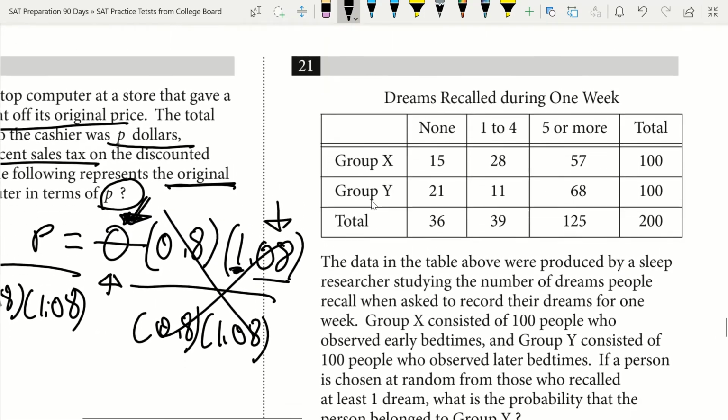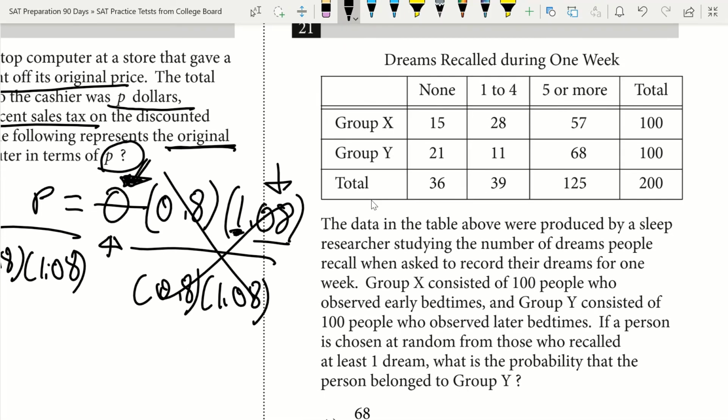All right, now we've got a data table. Dreams recalled during 1 week, group X, group Y. The data in the table were produced by a sleep researcher studying the number of dreams people recalled when asked to record their dreams for 1 week. Group X consists of 100 people who observed early bedtimes. Group Y, 100 people who observed later bedtimes. If a person is chosen at random, that's what I was looking for there. I wanted to make sure it was at random. From those who recalled at least one dream.